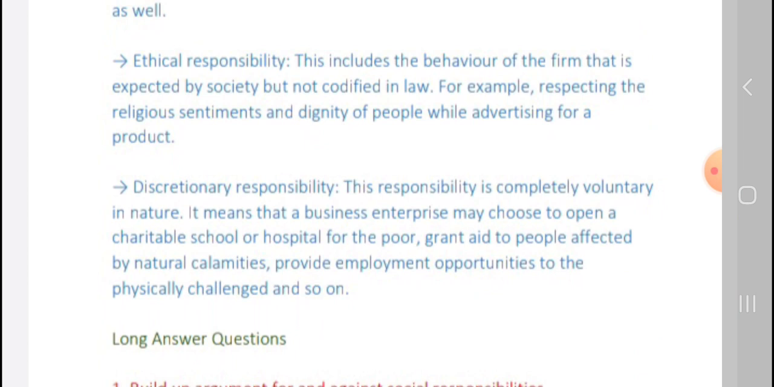Next, ethical responsibility. This includes the behavior of the firm that is expected by society but not codified in law. For example, respecting the religious sentiments and dignity of people while advertising a product.